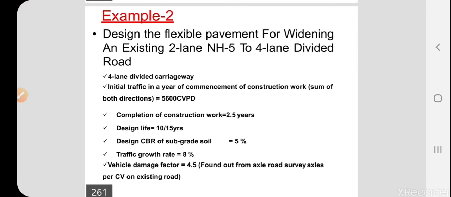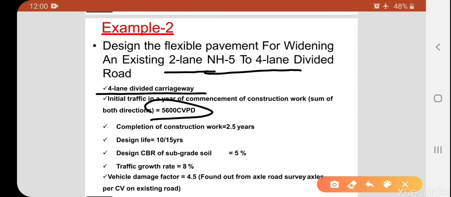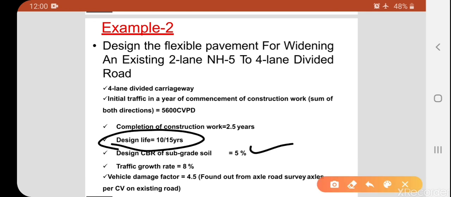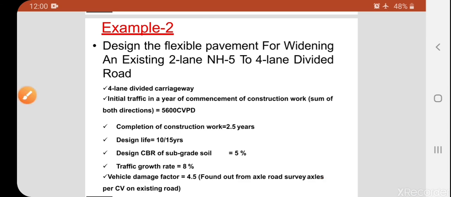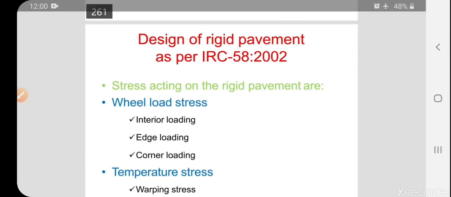Next, example 2: Design of the flexible pavement for widening an existing 2-lane NH5 to a 4-lane divided road. Here the divided carriageway will be 4-lane and the initial traffic is 5600 CVPD at the completion of construction work, with a vehicle damage factor of 2.5. Design life is 10 to 15 years and the CBR of soil will be 5%. Traffic growth will be 8%. In the previous example we took 7.5, here we have taken 8%. Next will be design of rigid pavements.